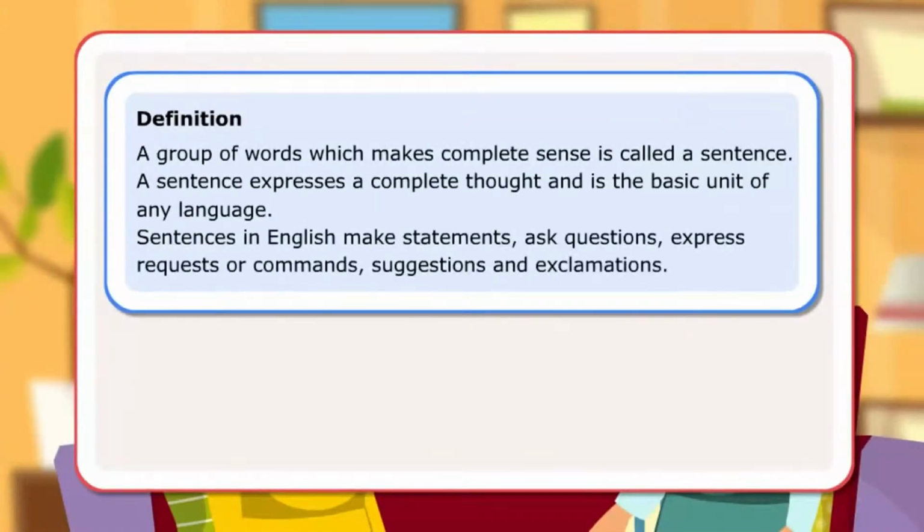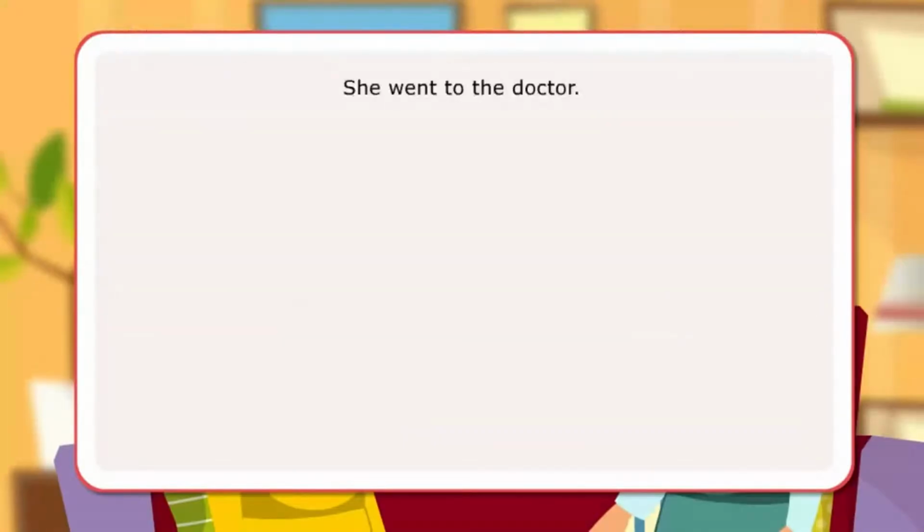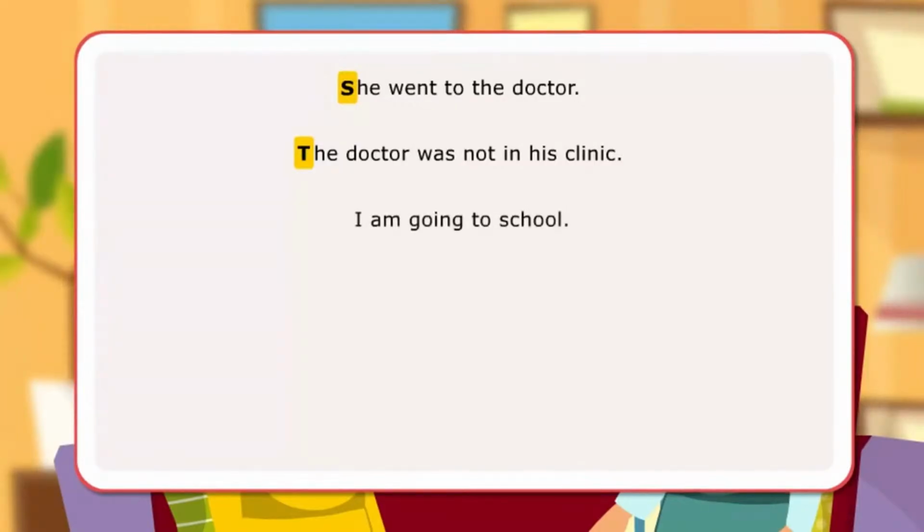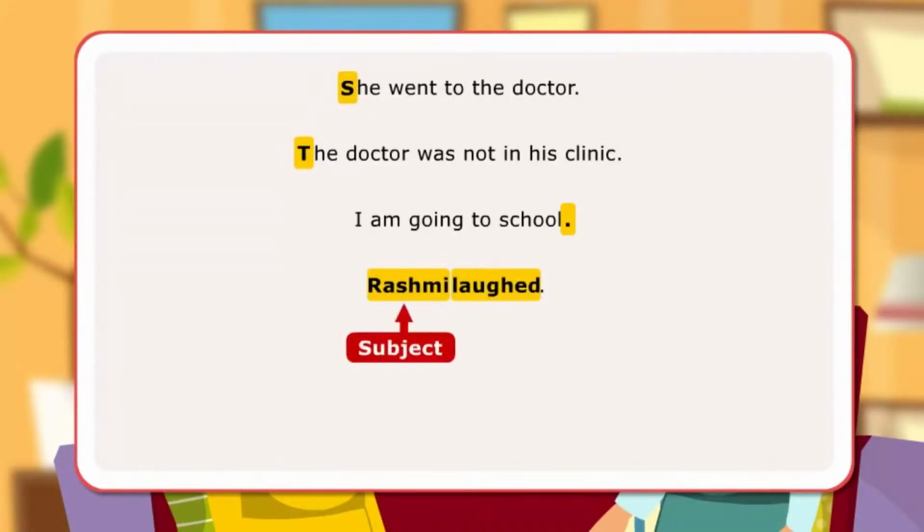Let us look at some rules of sentence formation in English. The first letter of any new sentence is always capital. She went to the doctor. The doctor was not in his clinic. There is always a punctuation mark at the end of a sentence. I'm going to school. A sentence has at least a subject and a verb. Rashmi laughed. Subject Rashmi, verb laughed.